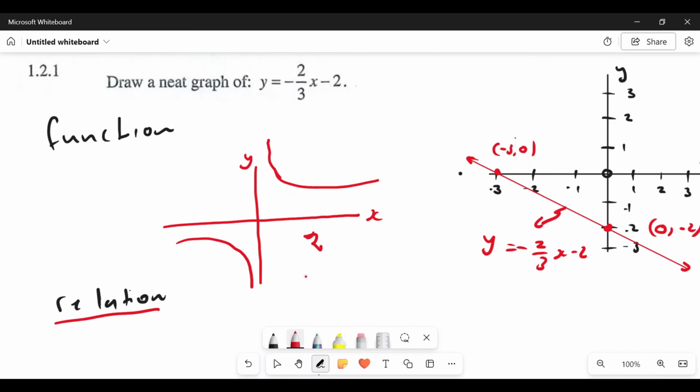So let's look at this. If you draw a vertical line like this, it cuts only once. So it means this x value gives you one y value on this graph. So it's 1 is to 1, right?